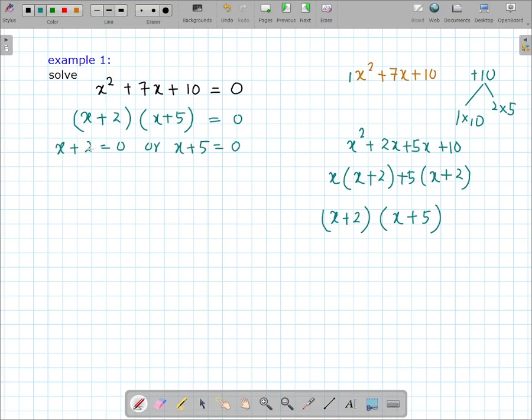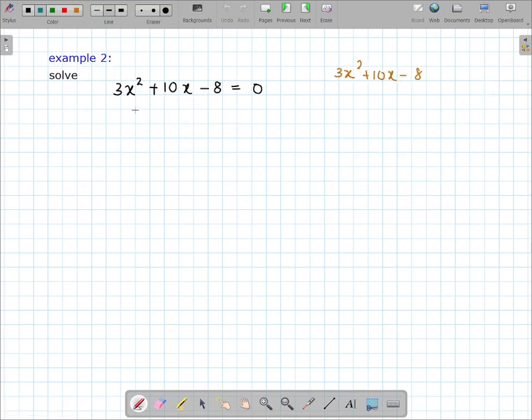I have to send plus 2 to the other side. So x equals plus 2 sent to the other side, minus 2, or plus 5 sent to the other side, minus 5. x equals minus 2 or x equals minus 5.